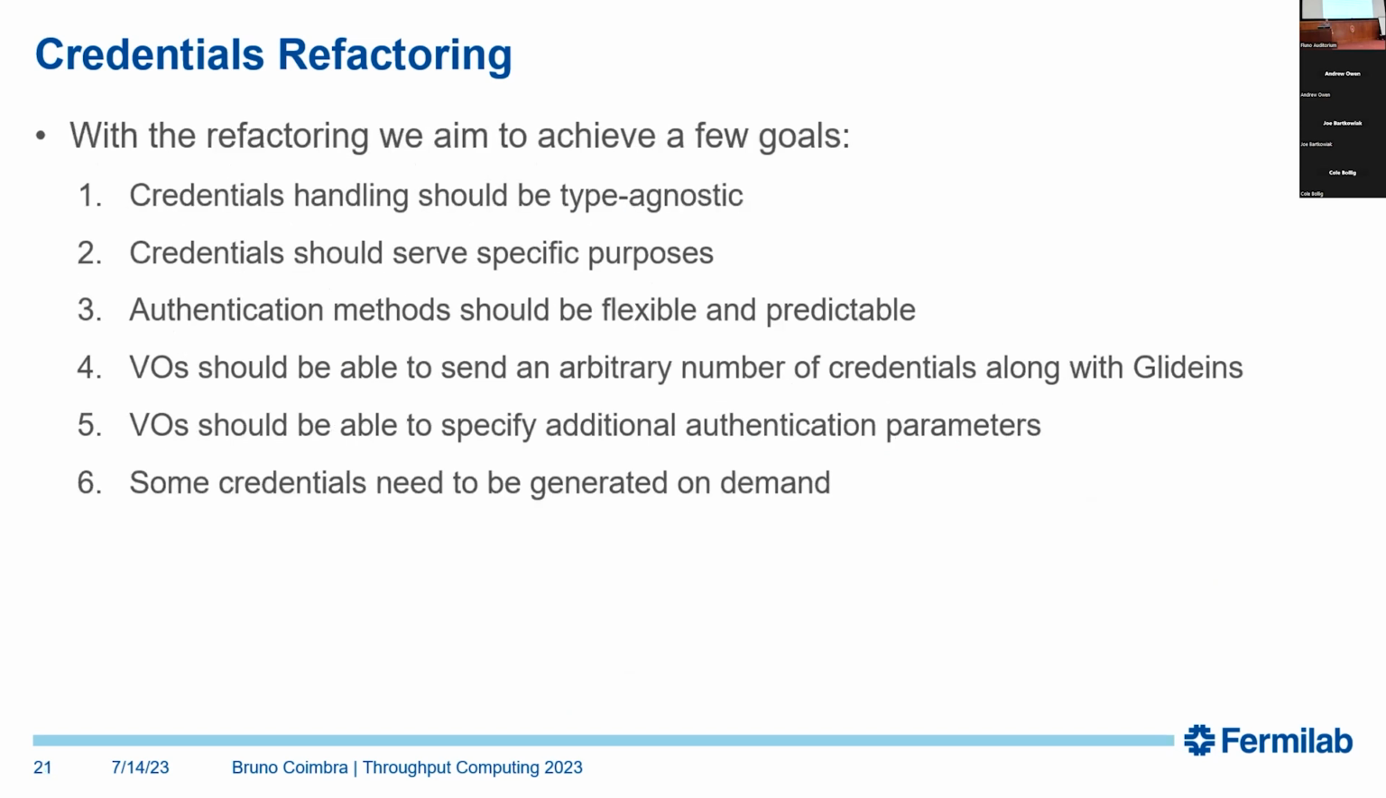So we came up with a few goals for this refactoring. With one important point here, this is a work in progress. So while these goals might not change, the way we're implementing them is still subject to change, but I'll touch more on that later. So the goals are, first of all, the way we handle credentials should be type agnostic, right? So behind the scenes, GlideinWMS should handle credentials in the same way for every credential type. So we should handle a token in the same way we handle a proxy.